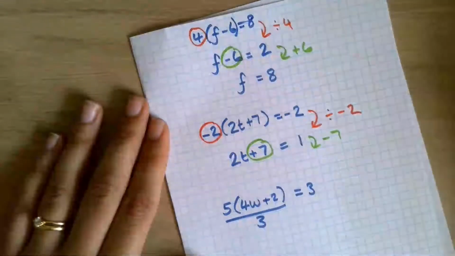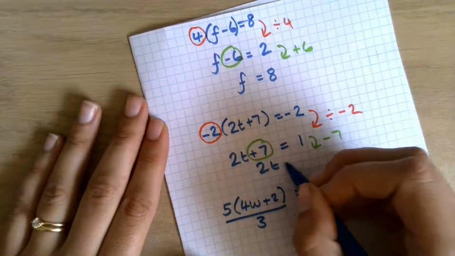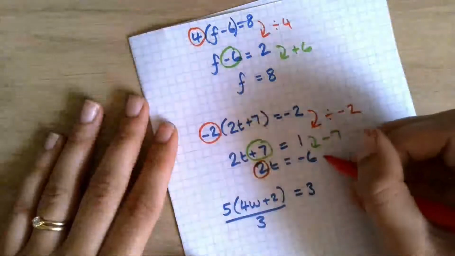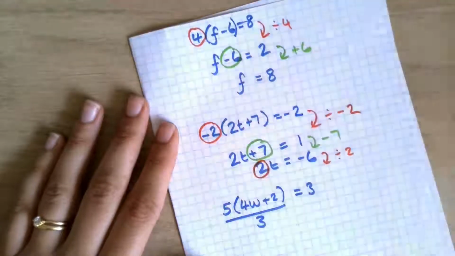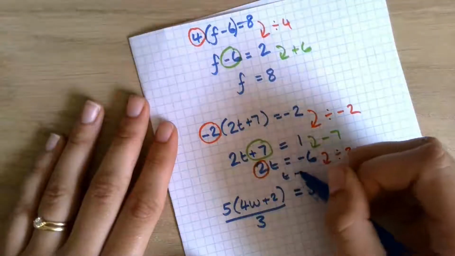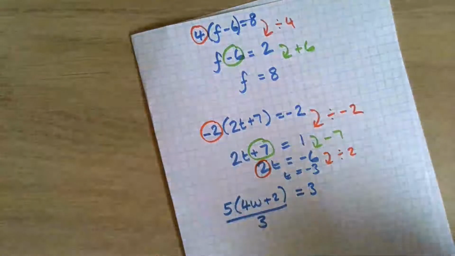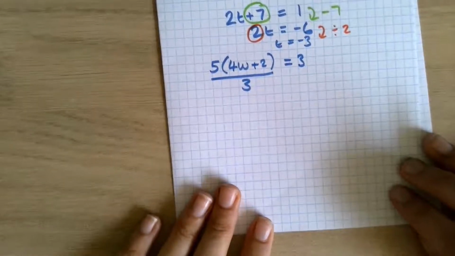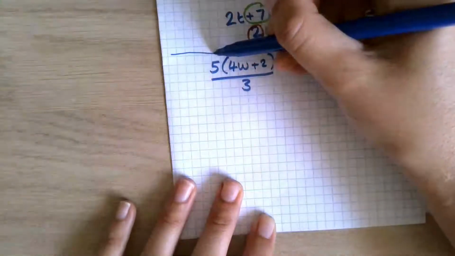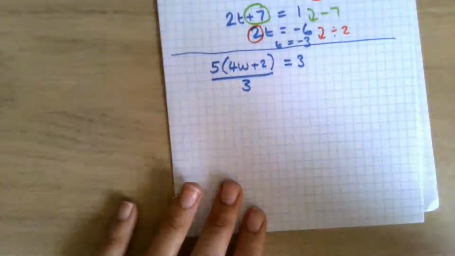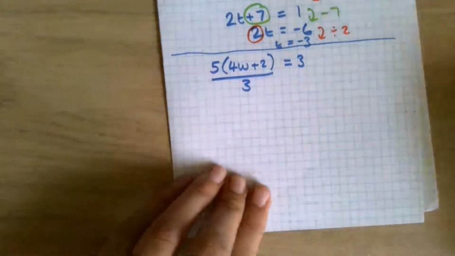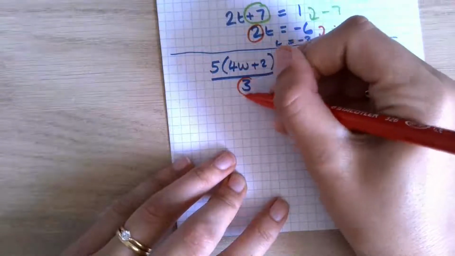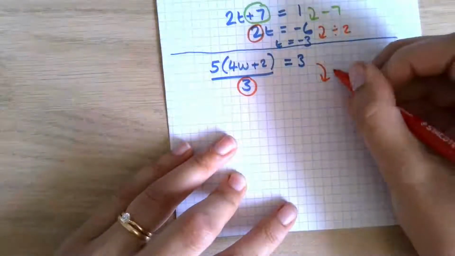We then continue as we normally would. I haven't left myself much space, which is daft. And we end up with t equals negative 3. Very squished. My final equation, it's got a fraction in it. Don't let that be a problem. Just get rid of the fraction first. How do we get rid of a fraction? A fraction is a division. So how do we get rid of a division? We multiply. So let's multiply.